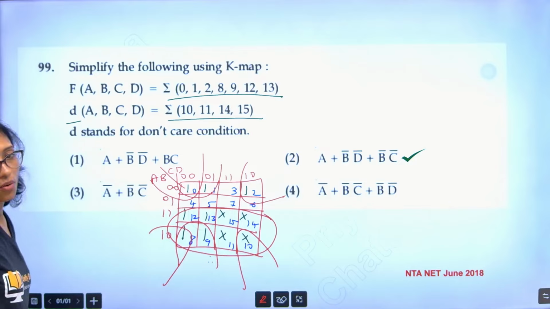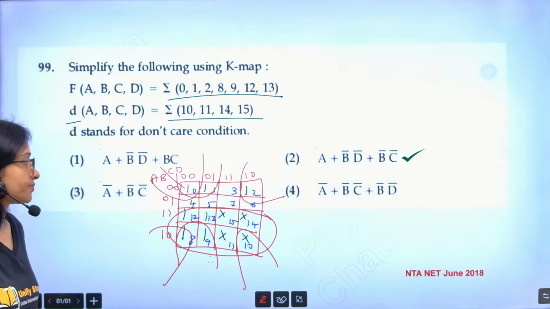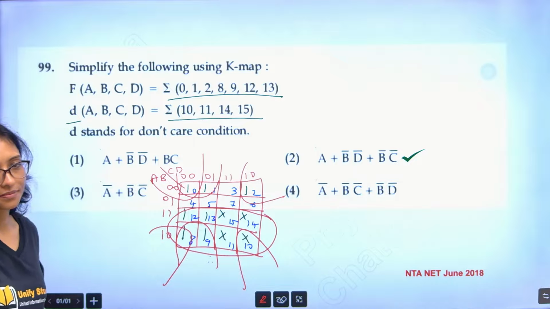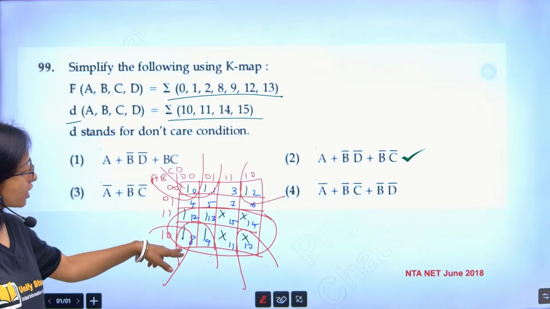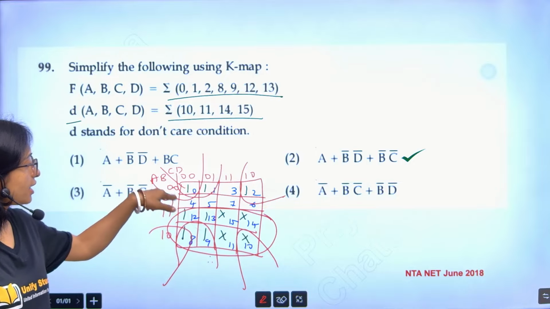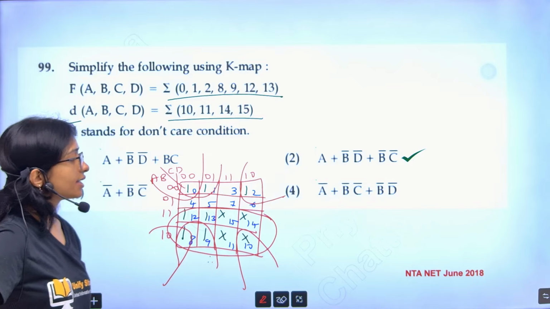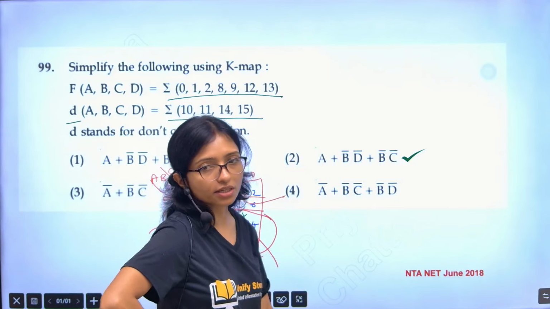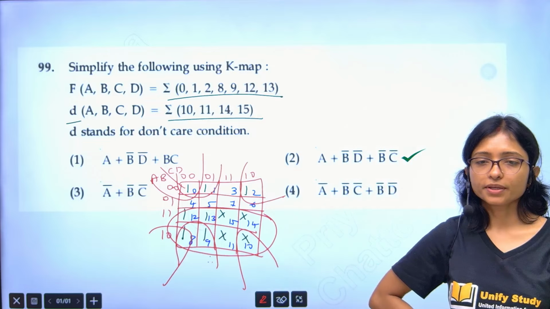So total how many groupings? Is this correct? What do you think? I did here corner 1 grouping, here another grouping 2 and here 3. These 3 groupings we did here. From these 3 groupings, is it correct or wrong? What do you think? Is this correct grouping or wrong grouping?